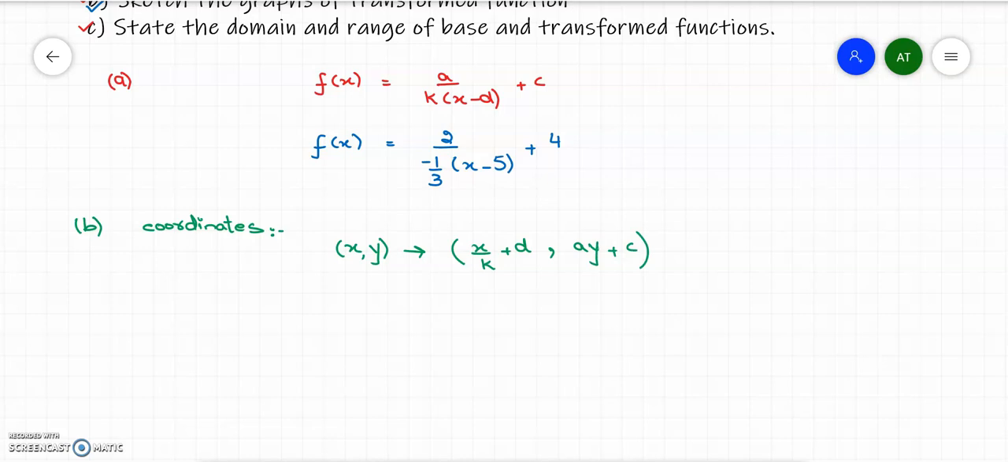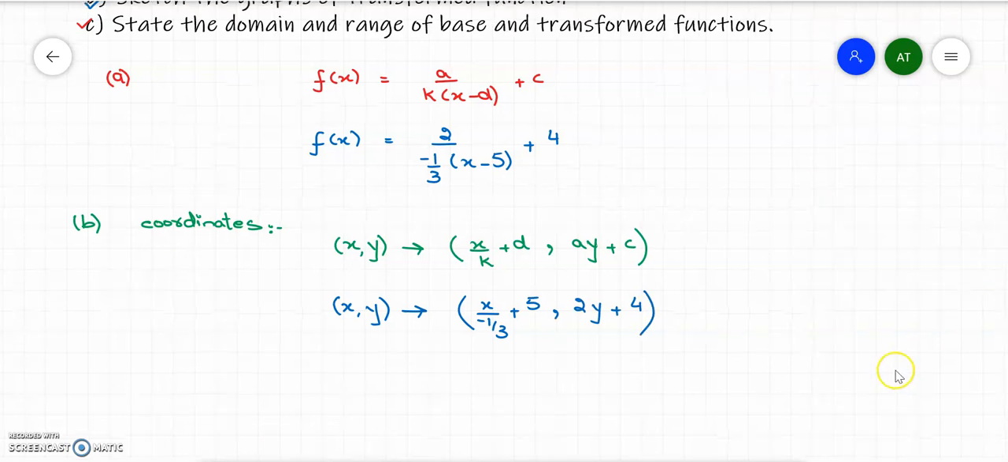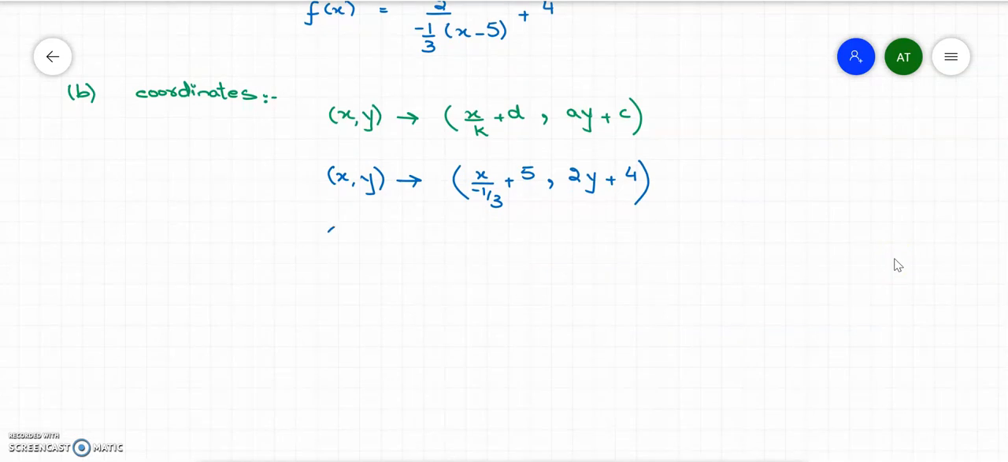Let me substitute a, k, d and c values. So x, y changes to x over k, k value is negative 1 by 3, plus d, d is 5, a is 2, y plus c is 4. Let me write down the more simplified form. So the x, y changes to negative 3x plus 5 and 2y plus 4. Okay, so we have got the coordinates.